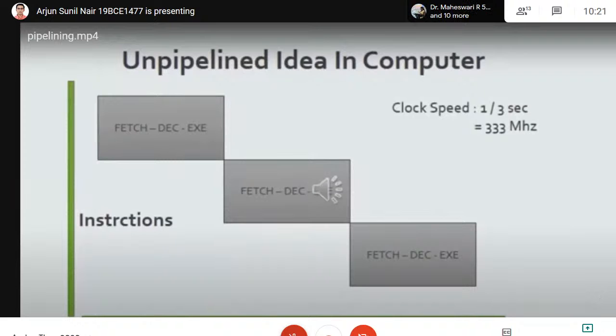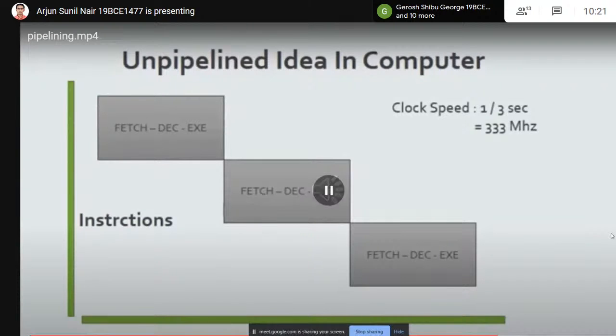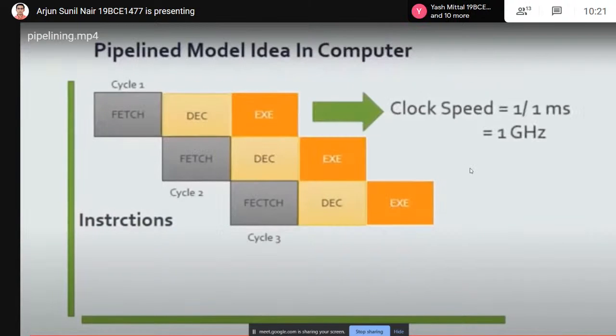So each of the instructions will be fetched, decoded and executed simultaneously. Thus we will save time. If you see the non-pipeline architecture, the frequency that we get is 333 megahertz. And if we go to the pipeline architecture, here we get 1 gigahertz. So that is a basic advantage. The speed increases drastically in a pipeline version.